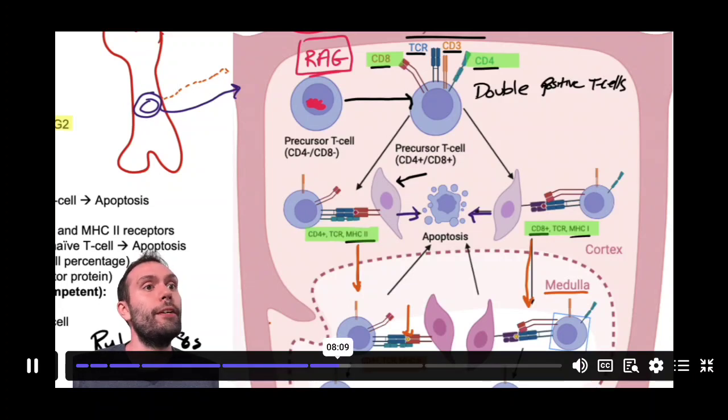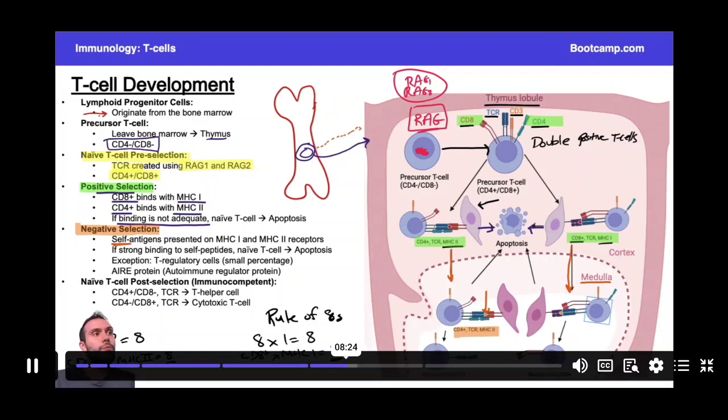Now, if the T cells bind really tightly to our own antigens, that's concerning because then it's possible that these T cells could attack our own cells. Self-antigens are the key point, right? Antigens from our own cells presented on the MHC1 and MHC2 receptors. If strong binding occurs to self-peptides, our own peptides, then those T cells will likely undergo apoptosis. So you can see that here. If the binding is really strong, these T cells will undergo apoptosis.